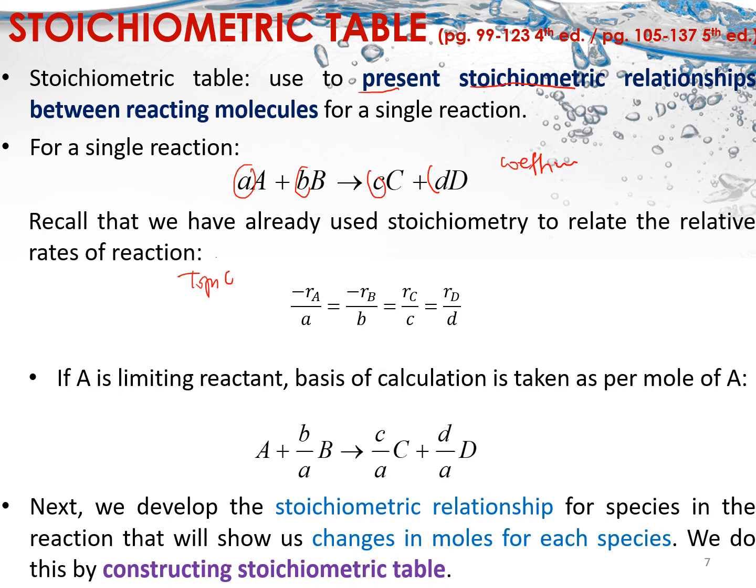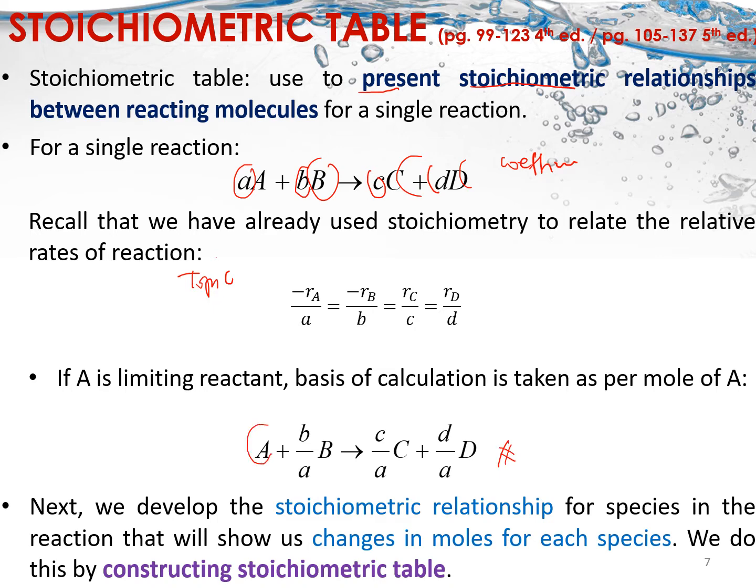Make sure you have the correct values, where rA and rB should be negative, and rC and rD should be positive. If A is the limiting reactant, the basis of calculation is taken as per mole of A, which means that you need to divide B, C and D by the small letter a, and it becomes like this. Make sure this one stands alone.